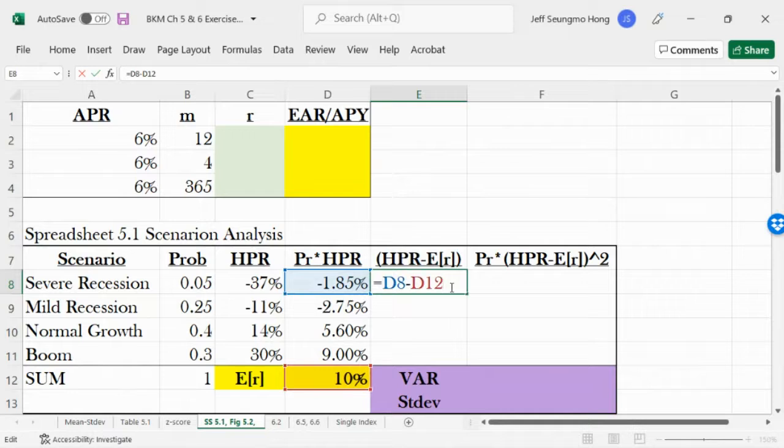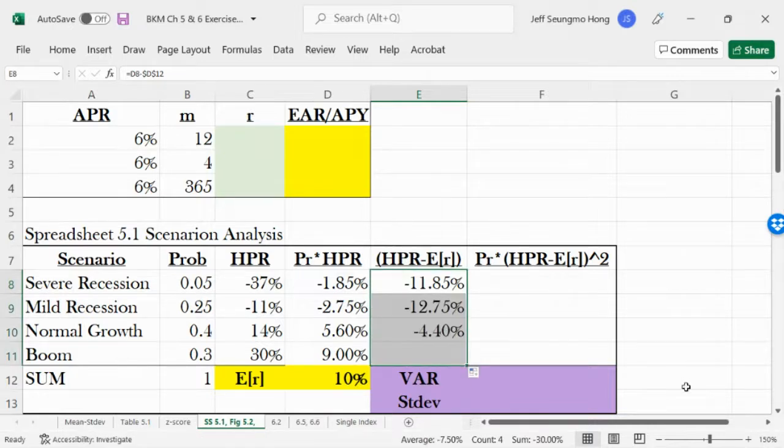And you're going to need to lock it by hitting F4, right? For some people, function key F4. If you have an Apple computer, you will have to press the function key as well. But if you have an IBM variant PC, you can just hit F4. And you lock it because you want to drag it down. I'm going to drag it down like this. So these are the deviations, right?